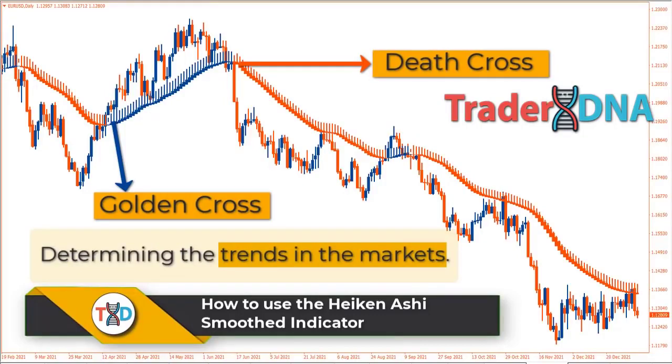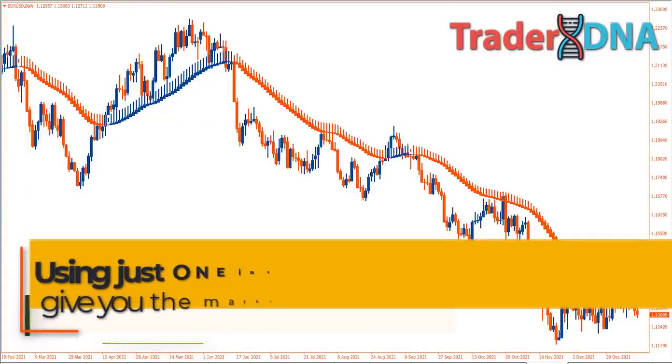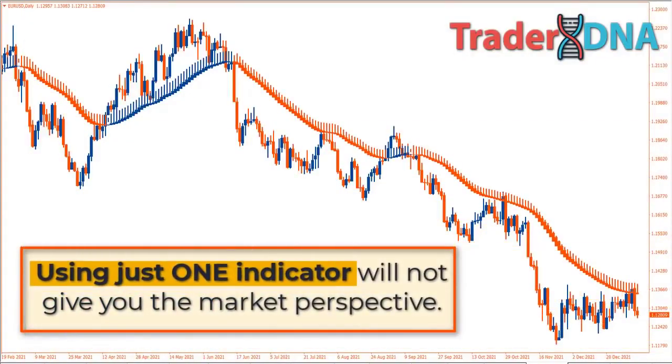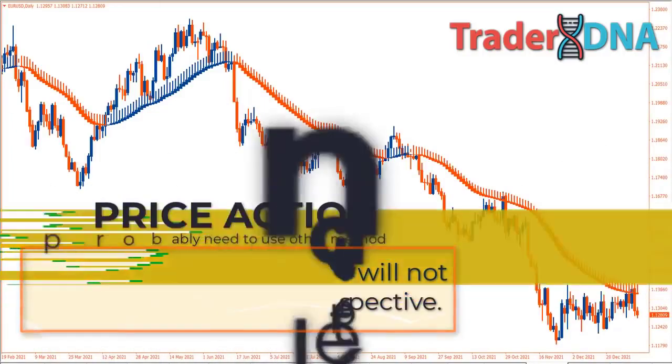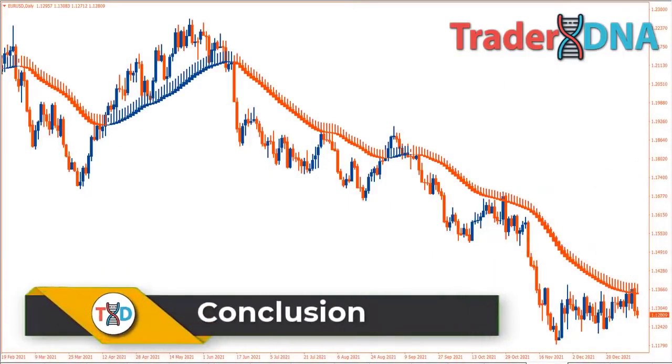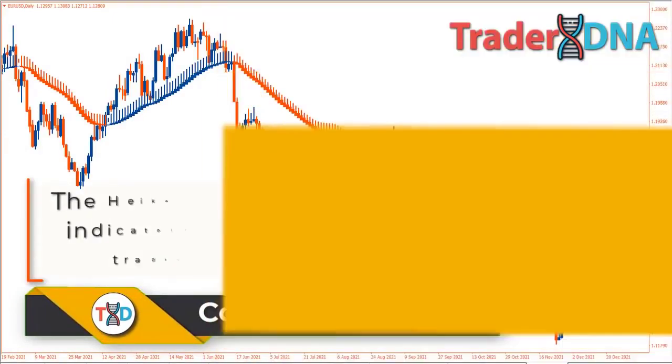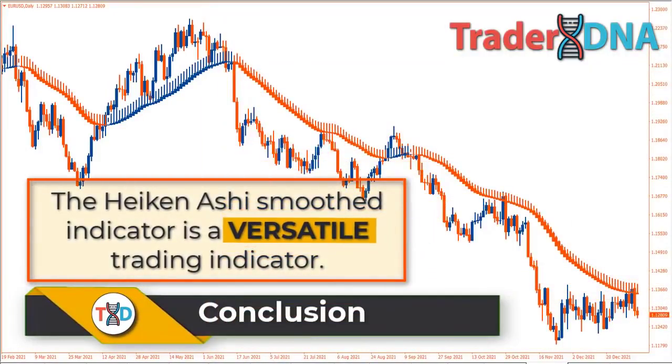But as with any trading strategy, using just one indicator will not give you the full market perspective. This is the same case with the HEIKEN ASHI smoothed indicator as well. You will probably need to use other methods such as price action to determine the best momentum in the price of a security.